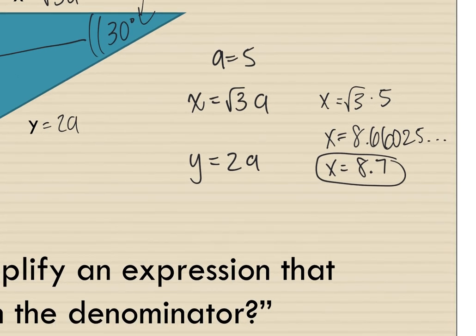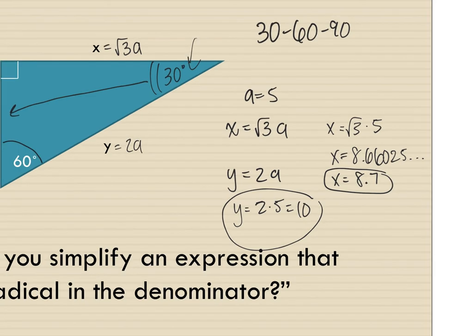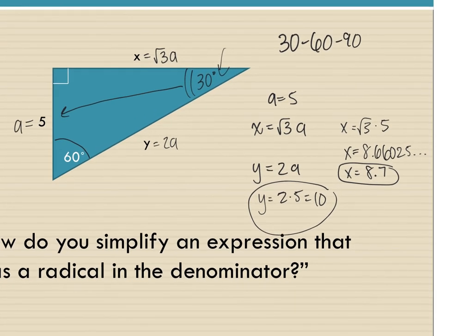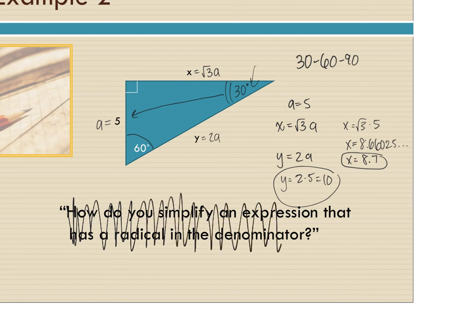Then the next one, we just do y is equal to 2a. What was a? It was 5, right? So it's 2 times 5, which is 10. So x is going to be 8.7 and y is going to be 10. And then please, guys, cross out this bottom portion. That's if we were doing this lesson without a calculator, but we're not. We are using a calculator.